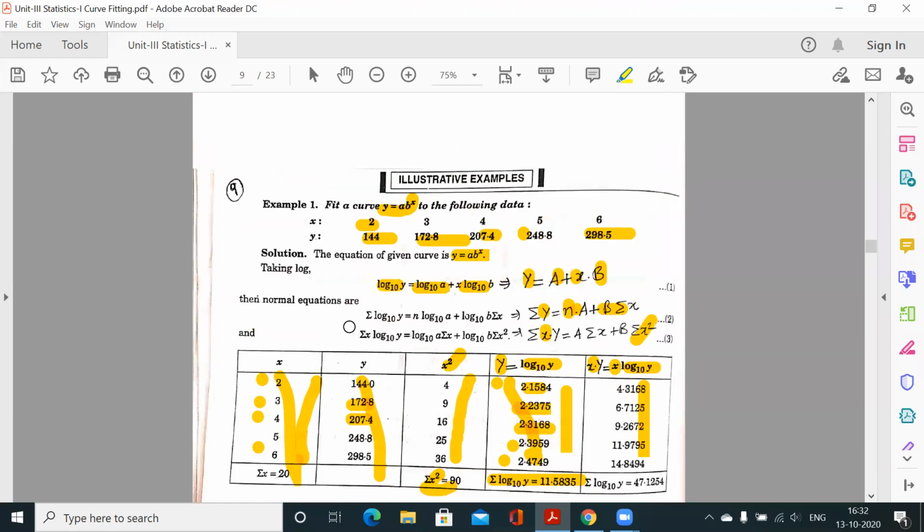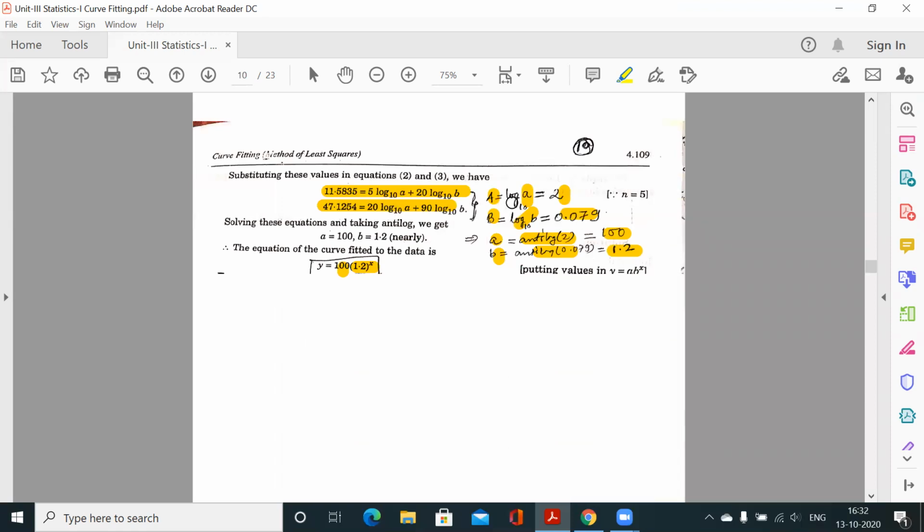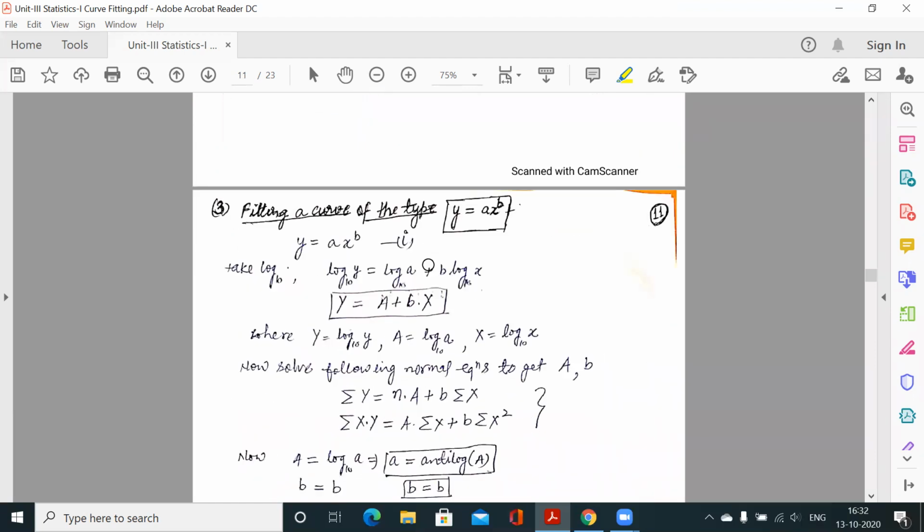In this question, they have simply used log y. They have not substituted this as capital Y. So you can use this also. There is no difference, only the notation. We have written this log y as capital Y. Clear? So here they have their normal equations in terms of log A, log B. So after solving this, you will get log A value, log B value. That means capital A and capital B values. So there is no difference.